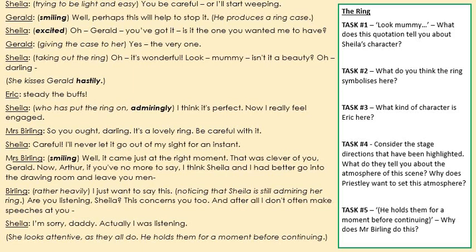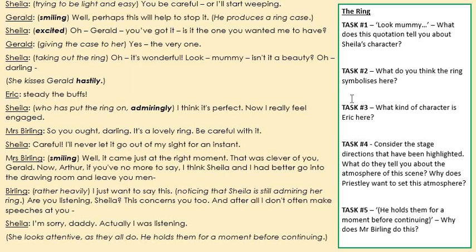Task 4, I've asked you to look at the stage directions that have been highlighted. So that's the bit in bold. And what do they tell you about the atmosphere of the scene? And why is that so important to Priestley? So you've got smiling, excited, hastily, admiringly smiling. It makes everything seem warm and fluffy, doesn't it? Nothing's going wrong. They haven't a care in the world. And it almost sets this family up for failure. We can imagine that something bad is going to happen to interrupt that happiness.